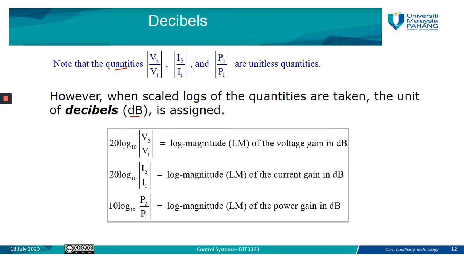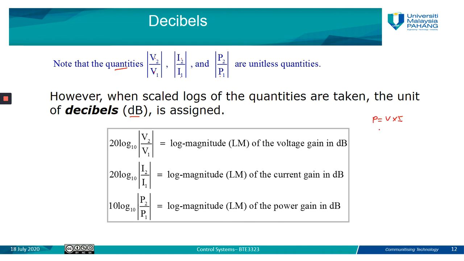For that, this is the formula for how to find the log magnitude of the voltage in dB. It will equal 20 log base 10 of V2 over V1, 20 log base 10 of I2 over I1, and 10 log base 10 of P2 over P1. And we can see here that for voltage and current we use 20, and for the power we use only 10, because actually the power equals V times I.